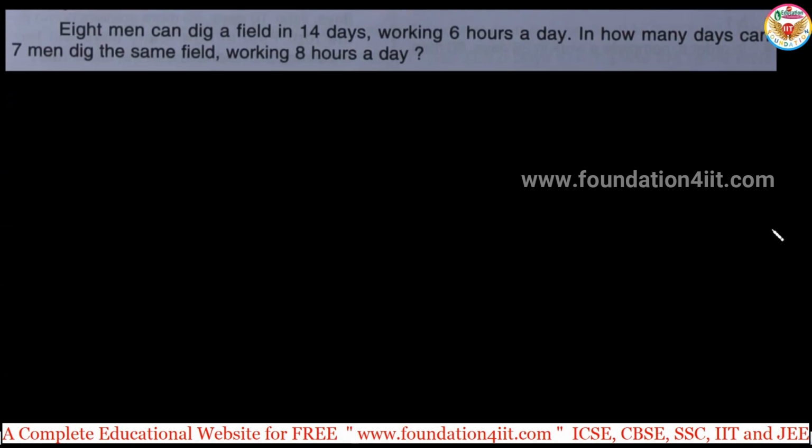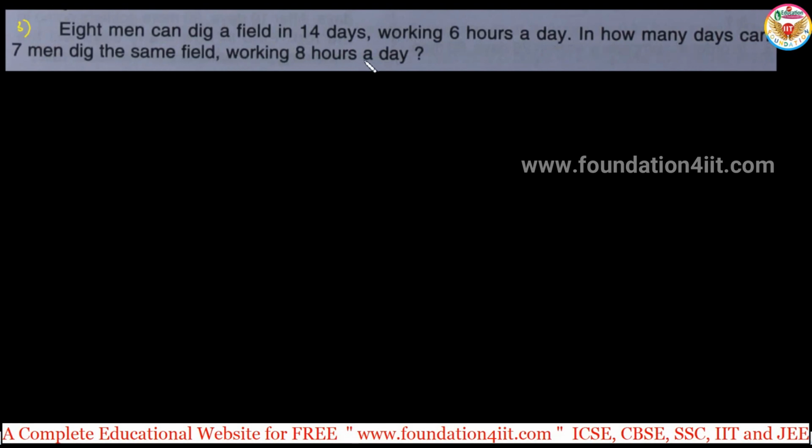Let me show you some problems based on this arrow method. Here is the question, and I'll explain the arrow method with it. 8 men can dig a field in 14 days, working 6 hours a day. In how many days can 7 men dig the same field working 8 hours a day?